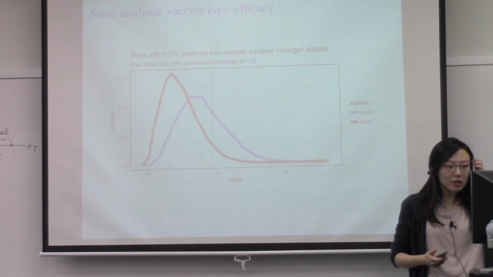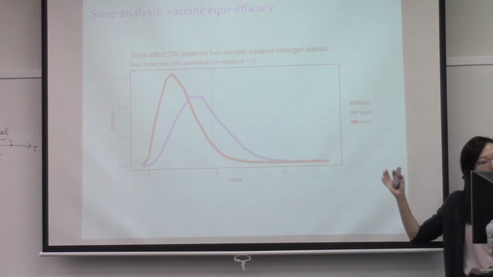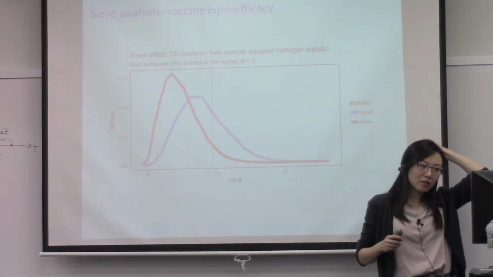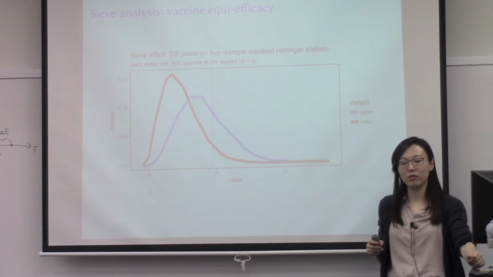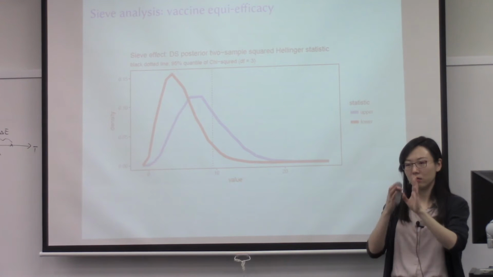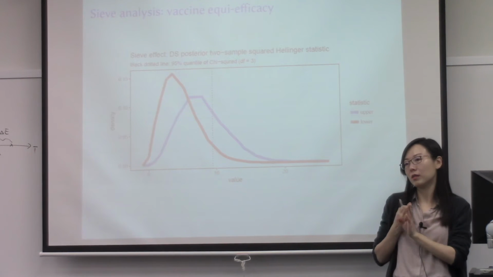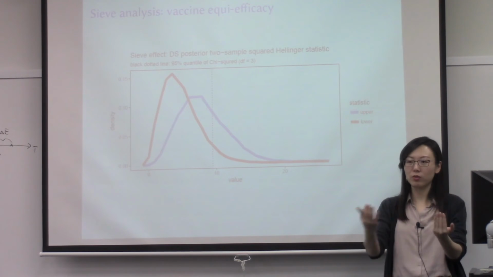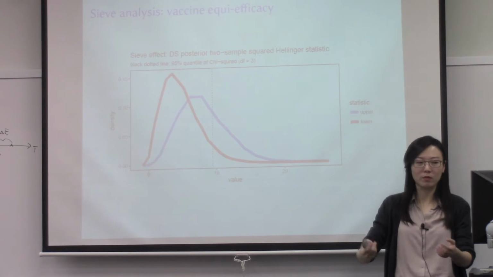And I don't know how to evaluate this really, but this is how we applied this to a study. This is a small analysis called sieve analysis that's aimed at evaluating whether a simple vaccine is equally effective on different strains of viruses that are all causing the same disease.